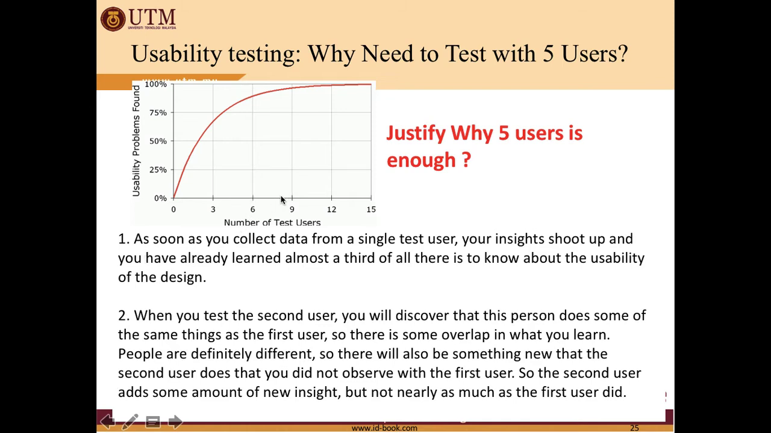Okay, the majority of the users have similar capabilities. And if you test more than 5, it's almost repeating again and again. The graph shows that 15 is the most: when the number of users reaches 15, the usability problems found is 100%. So this is the empirical evaluation, empirical evidence to show that 15 is a good number.